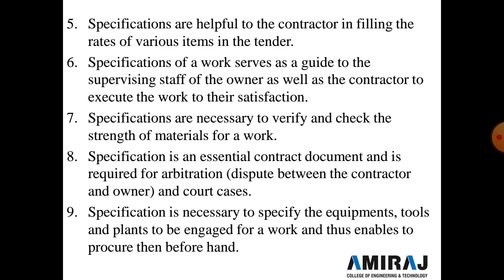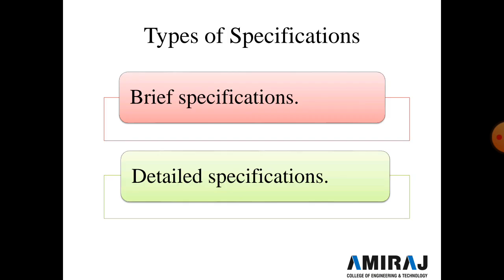Now, specification is an essential contract document and is required for arbitration. So what is arbitration? It is a dispute between the contractor and owner, and court cases. So specification is required, and in a specification it is necessary to specify the equipment, tools and plant engaged for the work, and thus enable to procure them beforehand. In the next slide we discuss the types of specification. There are two main types of specification.